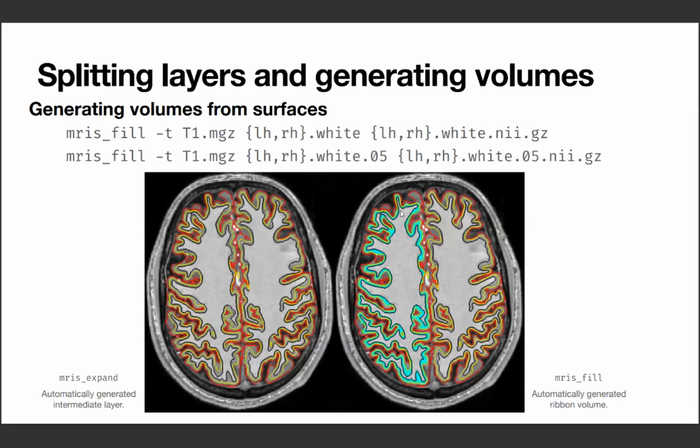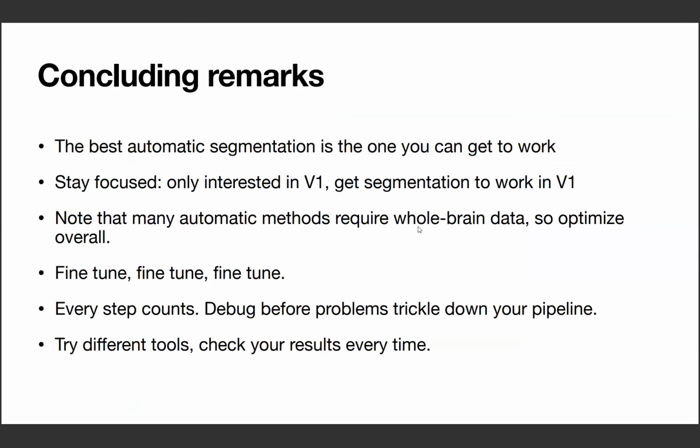Once we have those different layers, we can pass them as inputs to this command called mris_fill, which will generate a volume with everything that is inside of that surface. And then just by subtraction and addition of these different volumes, we can generate ribbons in volume space with whatever thickness we want. We can combine these volumes and generate volumes with layers or compartments identified by different indices, and automatically generate the ribbon volume.